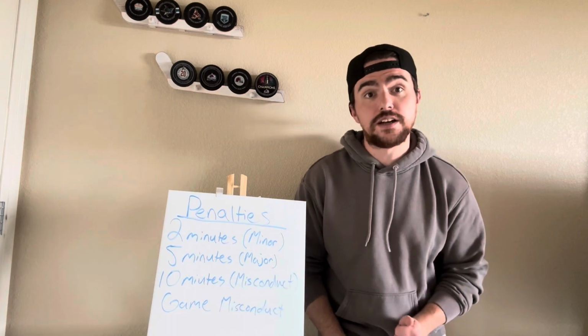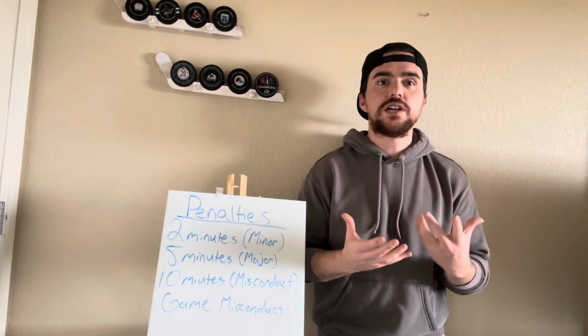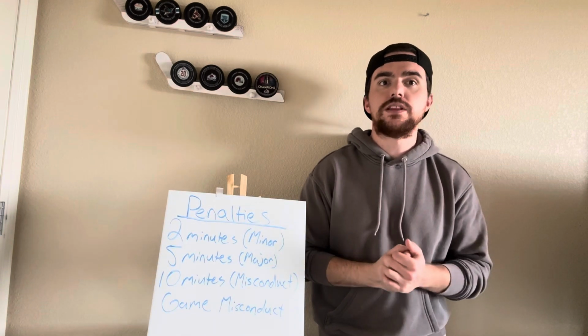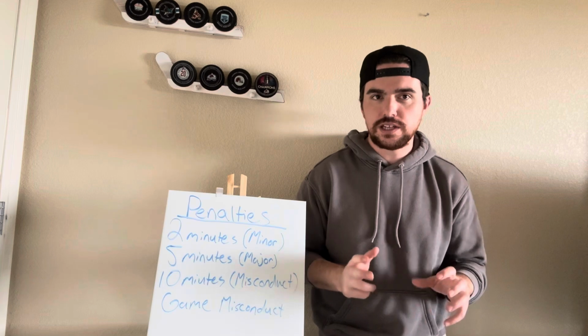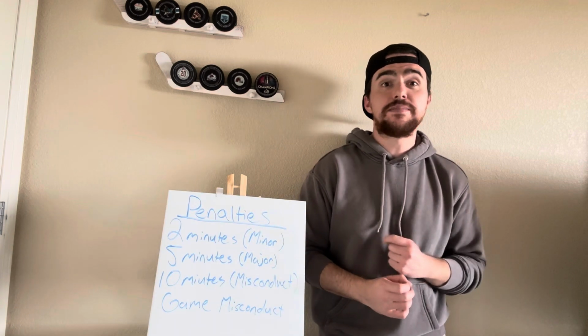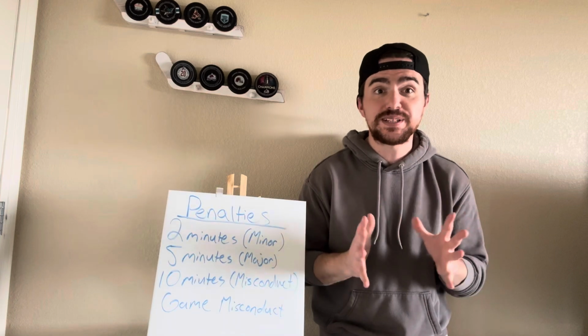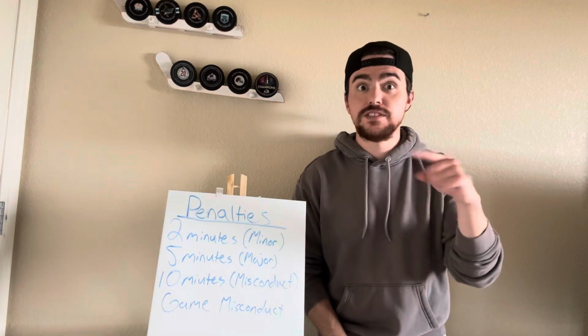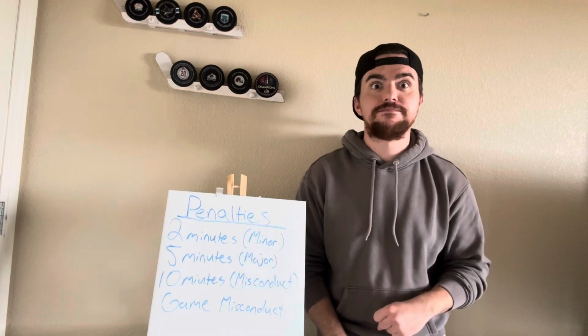And then you have game misconducts. And this is where the offense is so serious that the player is thrown out of the game. A lot of times this will happen with hits to the head. That's kind of where you see it the most. But yeah, penalties. They're a really big part of the game, and they can swing the momentum of a game so easily because of the advantage you get when you're on the power play. Speaking of, let's talk about that.